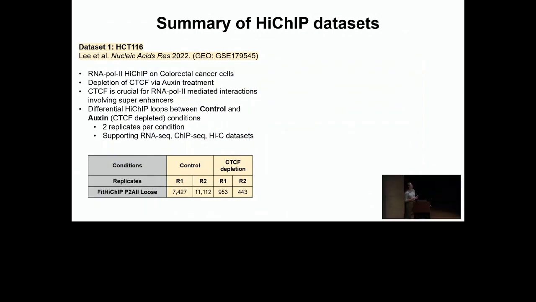To validate our method, we use two different datasets. The first one is RNA polymerase II HiChIP in colorectal cancer cells. And we call differential loops between two conditions, the control and a CTCF depletion condition. And we extract a lot fewer interactions in the CTCF depletion compared to the control, as expected.